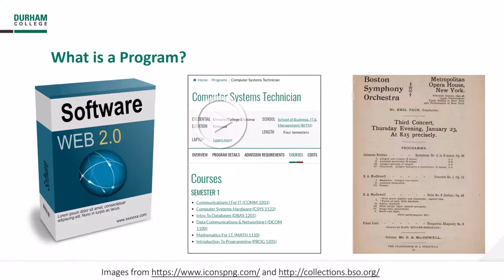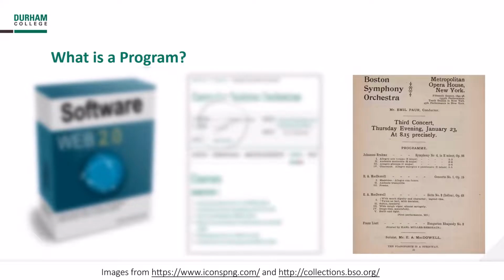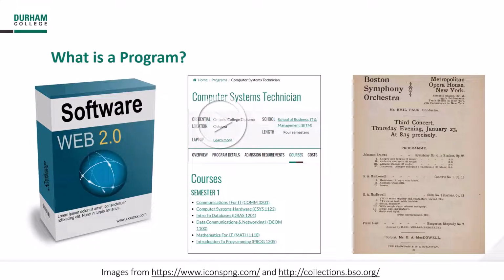The meaning of the word program, of course, is contextual. An academic program, like computer systems technician, is different than a musical program, which is, of course, different than a computer program. But in an abstract way, these different kinds of programs may have some similarities. Hopefully you can engage in some discussion with your instructor in the first couple weeks of class about the larger meaning of the word program. But for now, we'll stick to computer programs.